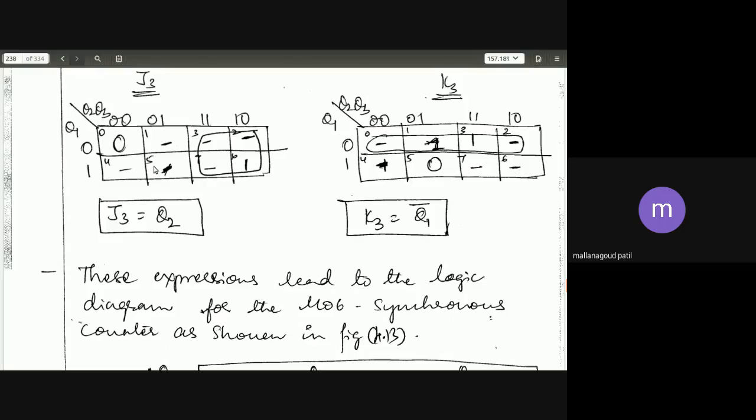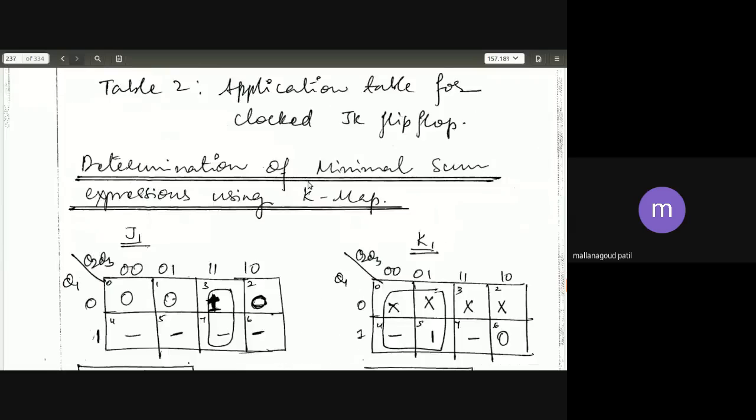Then all 8 is possible? No, 4 you can do. 2, 3, 6, 7 you can do. Then row address will not exist, because first row address is 0, second row address is 1. You cannot write. Then what is the column address for third? 1, 1. What is the column address for last? 1, 0. Common is which one? 1. 1 belongs to Q2. Then J3 equal to Q2.